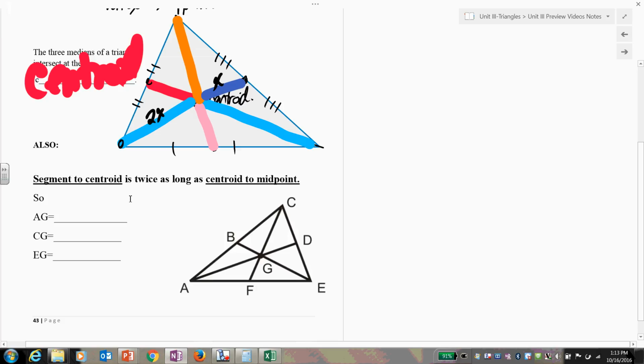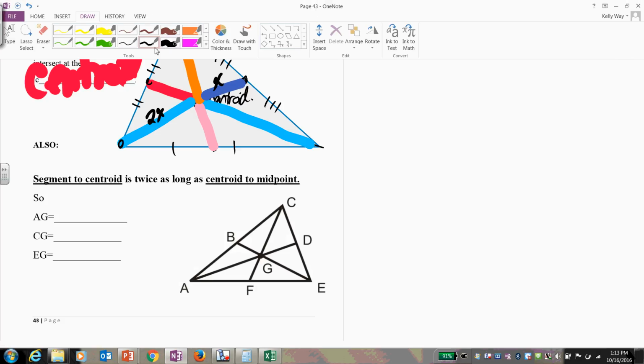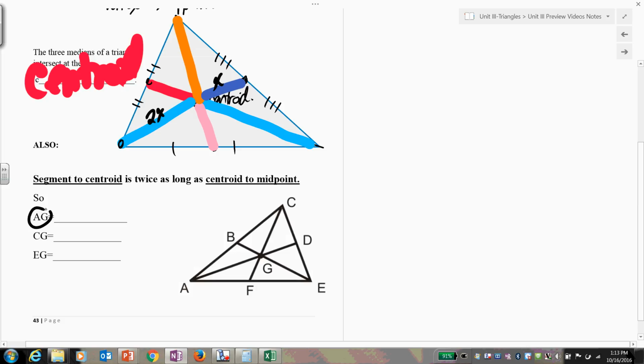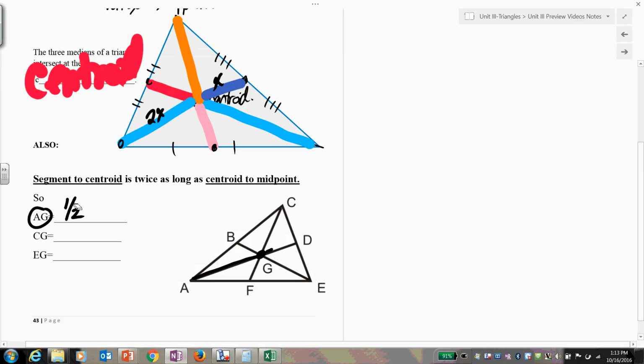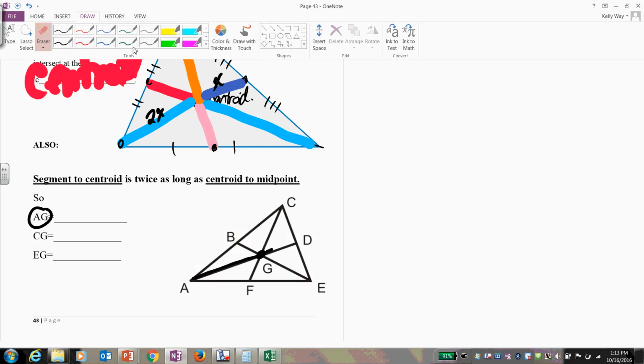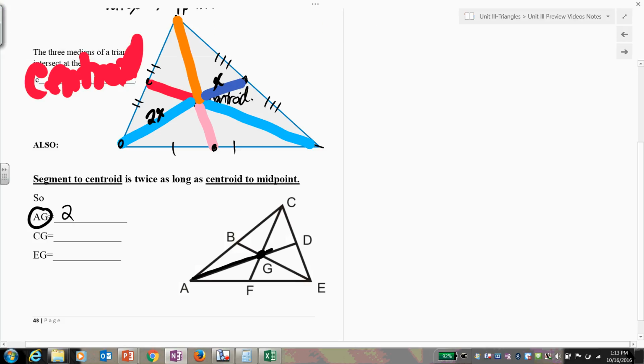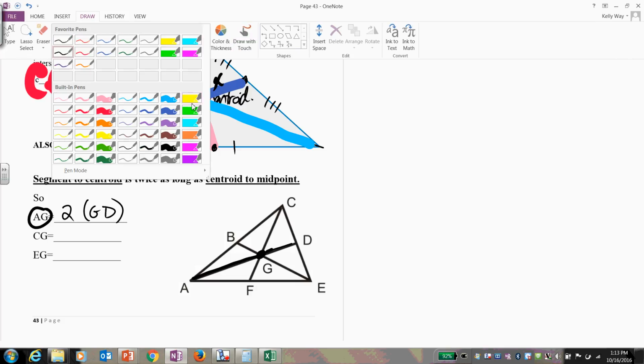So let's try this. Let's trace and see if we can complete these sentences. So AG, trace it, A to G, is going to be, excuse me, 2 times G to B. This is called a thing equation. You need to learn to think in terms of things.